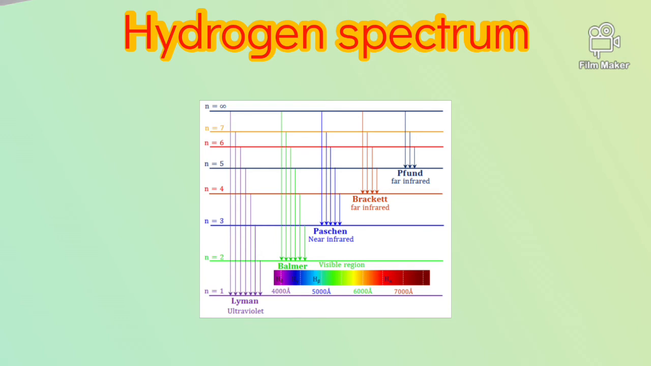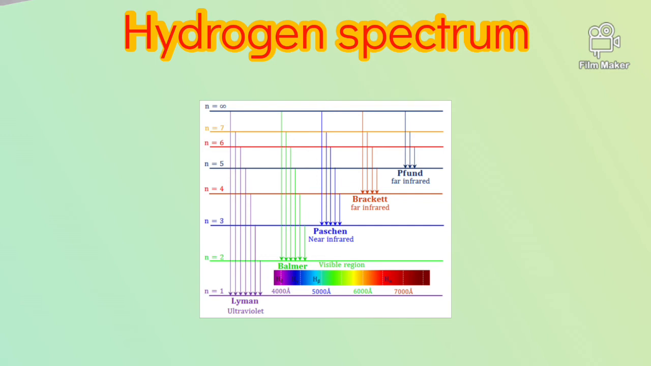Then the Paschen series. The Paschen series is in the infrared region, the first infrared series. Pfund and Brackett series are also in the infrared region, but the Paschen series is the first. The Paschen series is generated by the falling of electrons from high energy levels to the third energy level.